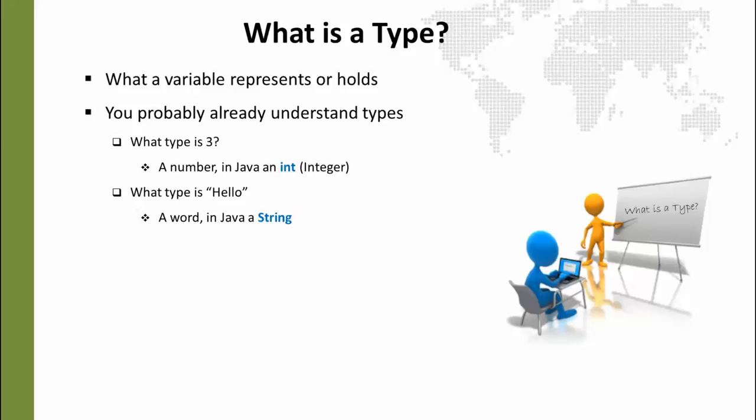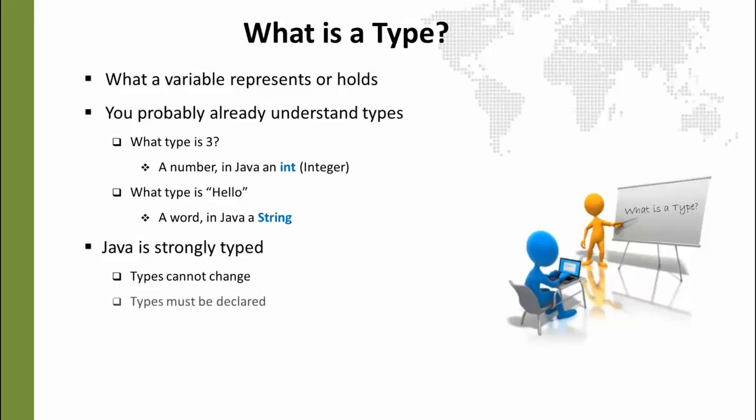But the important thing to know about types in Java is that Java is strongly typed. What that means is that once you declare a type for a variable, that variable is always of that type. If we say integer i, that variable named i is always going to be of type integer. We also have to declare the type. We can't just say, give me a variable, or just declare a variable i and not tell you the type. Instead, we have to say what the type is.